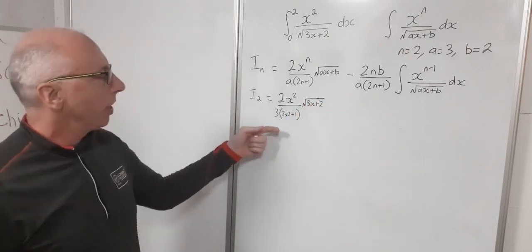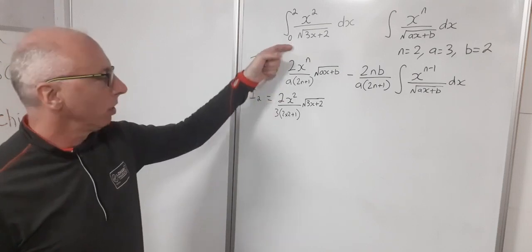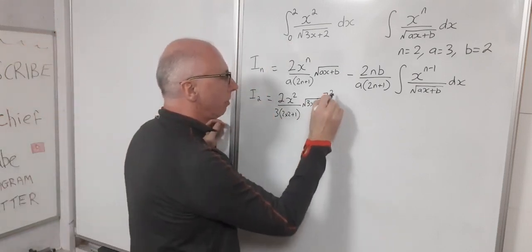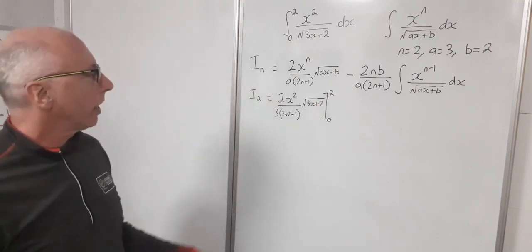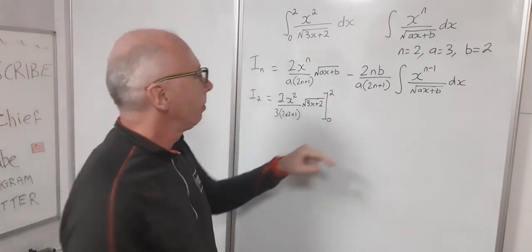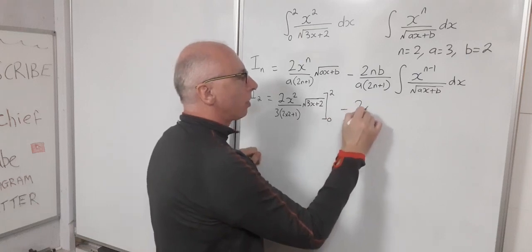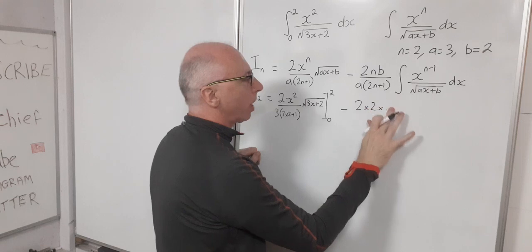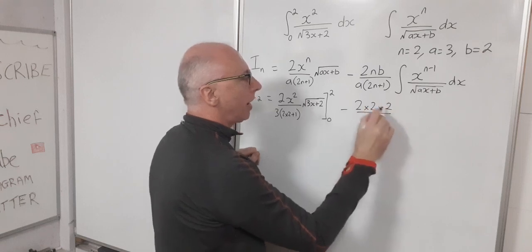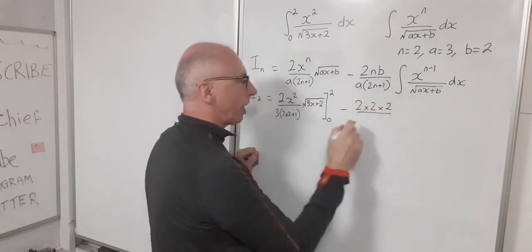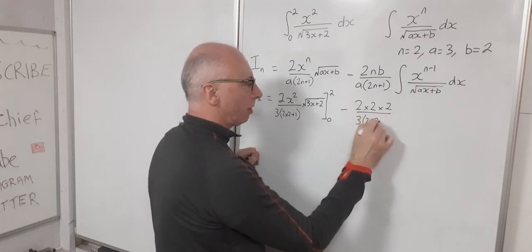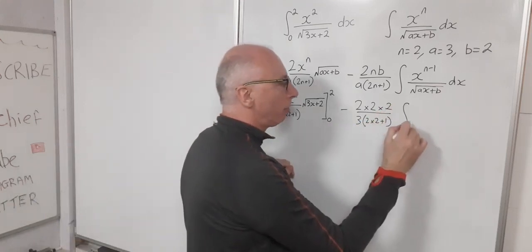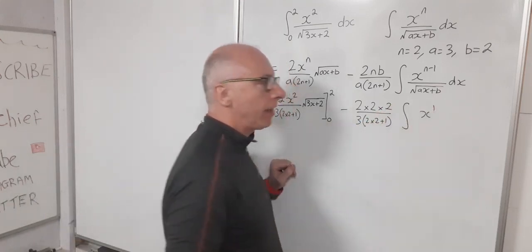Okay, now as that's part of our answer, and we've got a definite integral, this has to be calculated over the range of integration. So that's from 0 to 2. Okay, now new integral minus 2 times 2 times 3. Times 2, sorry, b is 2. And then a times 2n plus 1, which is the same as this. So that's 2 times 2 plus 1. And then set up the new integral with the power reduced by 1. So I'm going to write that there as x to the power of 1.